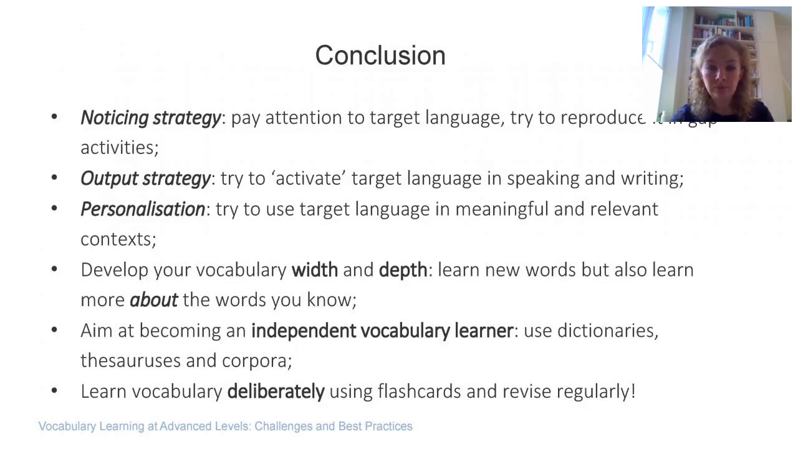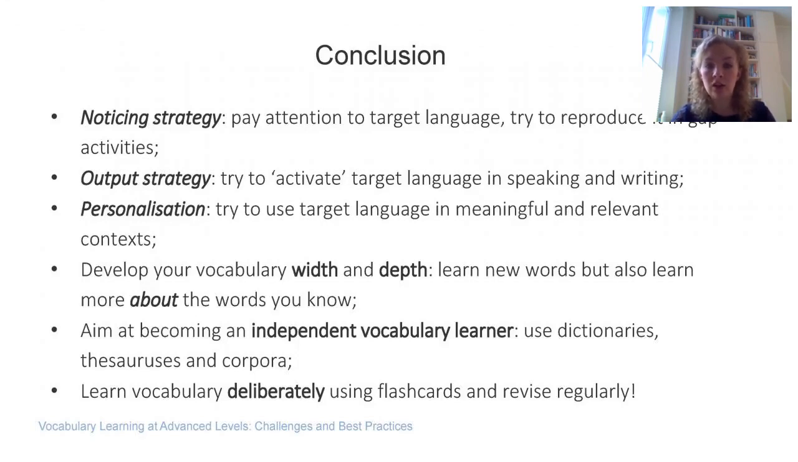And use dictionaries. Learn new words, but also learn more about the new words. We talked about that. Aim at becoming an independent vocabulary learner. Use dictionaries, use thesauruses, use corpora, use BBC, and learn vocabulary deliberately using flashcards and revise regularly.